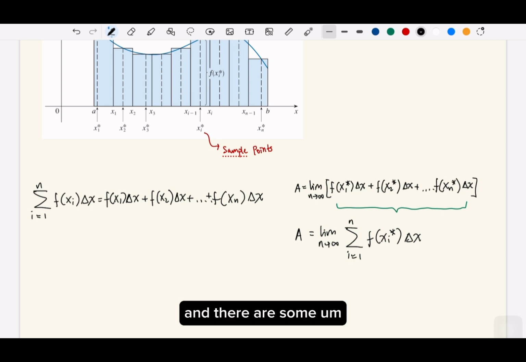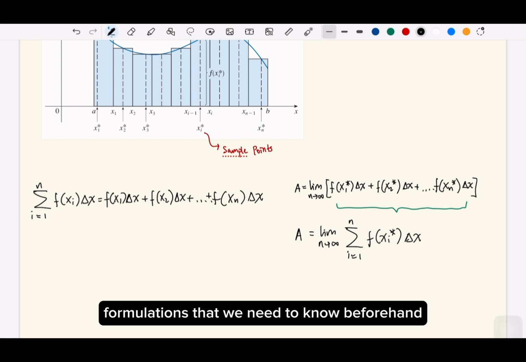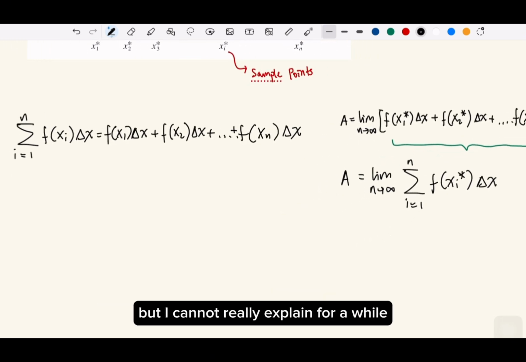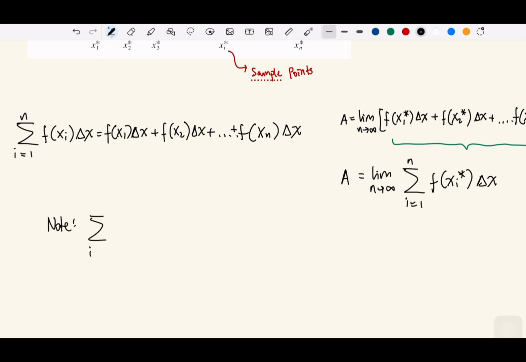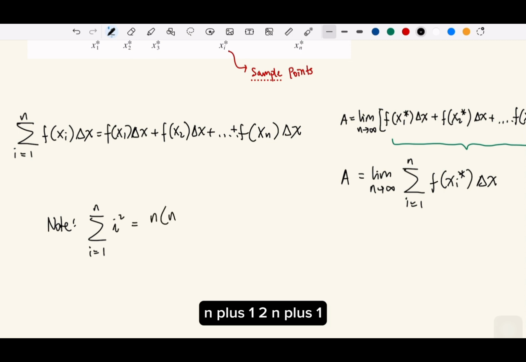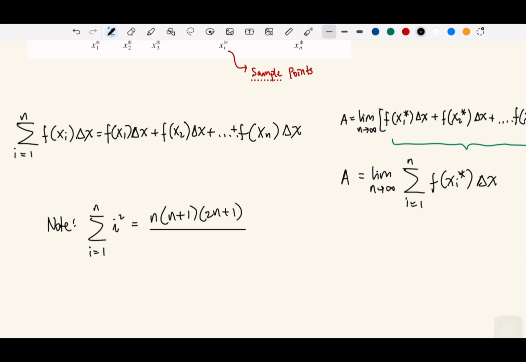And there are some formulations that we need to know beforehand, but I cannot really explain for a while. But I will just write first, okay? So note that we have this is equal to n(n+1)(2n+1) over 6.